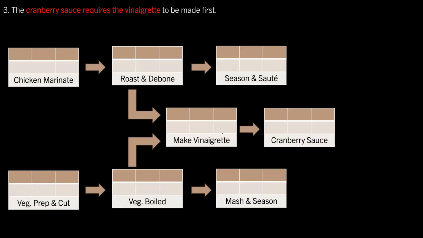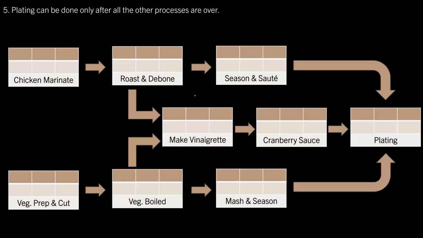So first you make the vinaigrette and then the cranberry sauce is going to be made. So that is going to be the sequence of these 2 tasks. And finally, the last clue states that plating will be done only after all the other processes are over. So plating depends upon everything else being over.